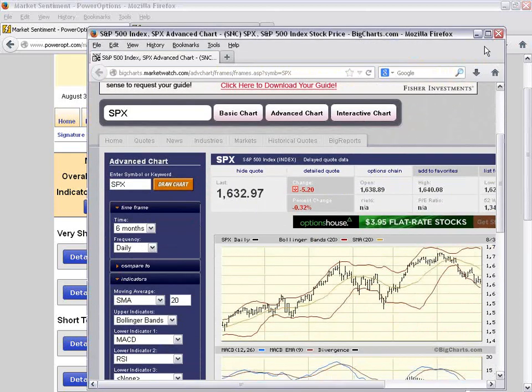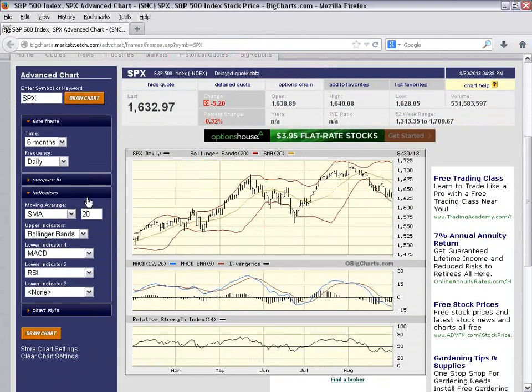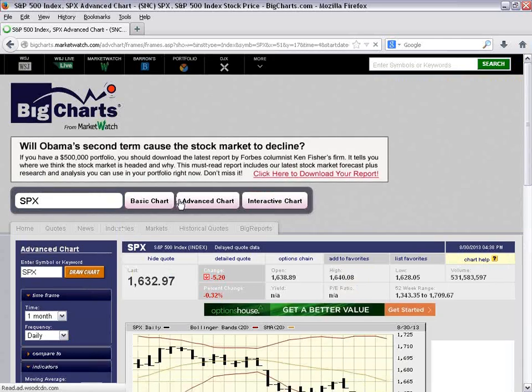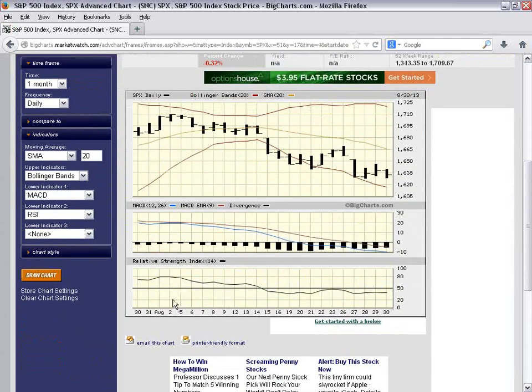Let me slide over the chart here for SPX, and let's just go back 1 month. All right. So I want to go back to August 1st, August 2nd, and August 5th. You see that there? Let me highlight it for you. That's August 5th, August 2nd, and August 1st. What we're looking at here is those 3 ranges, up until today.